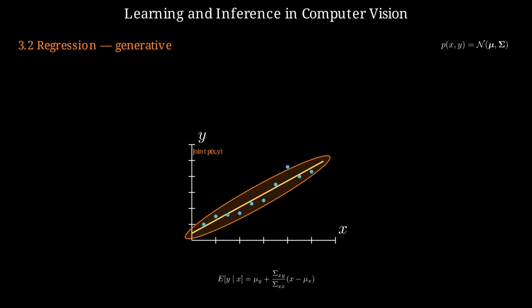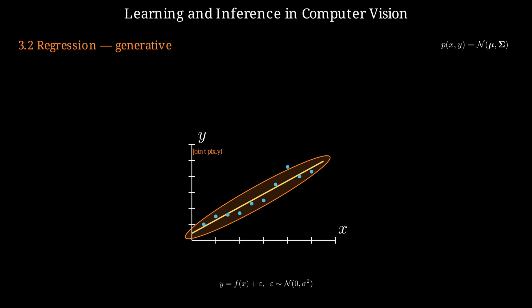This quantifies how tightly Y clusters around the line at each X. Wide conditional variance means high predictive uncertainty, narrow variance means confident predictions. This uncertainty comes for free from the generative specification. A deeper generative regression story introduces latent structure.